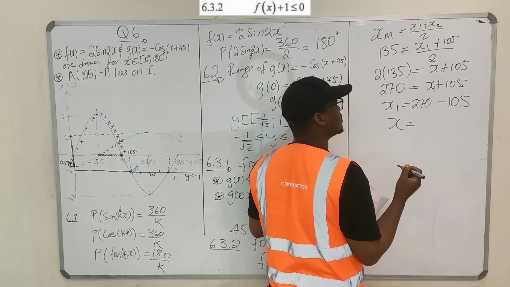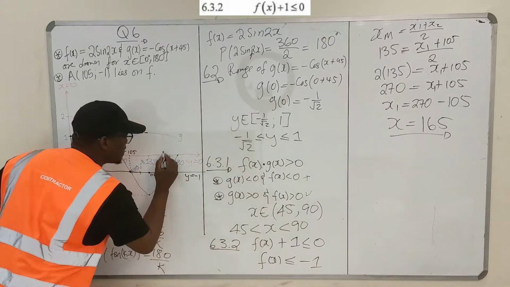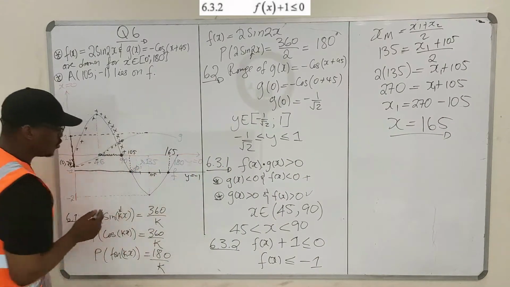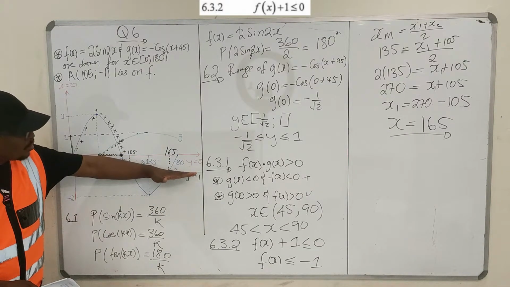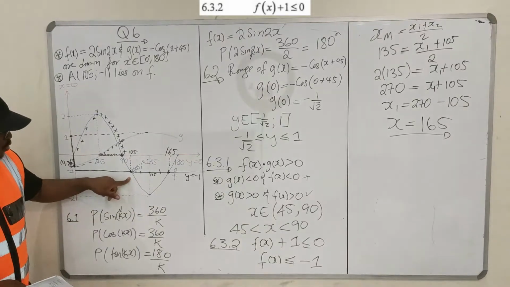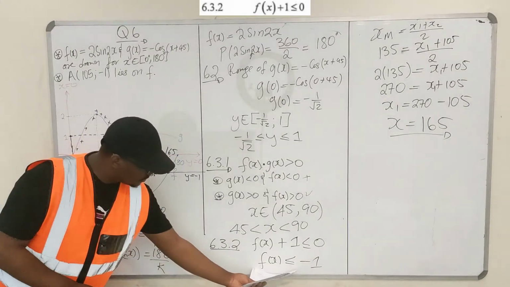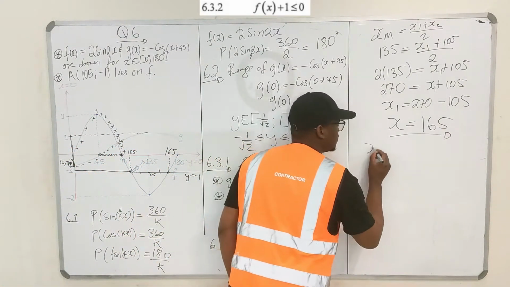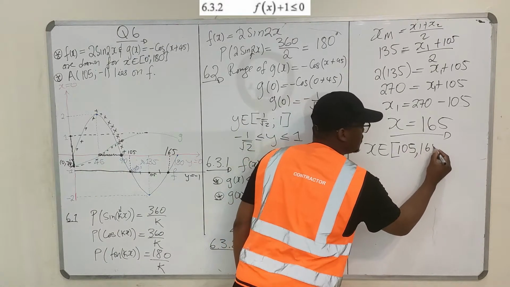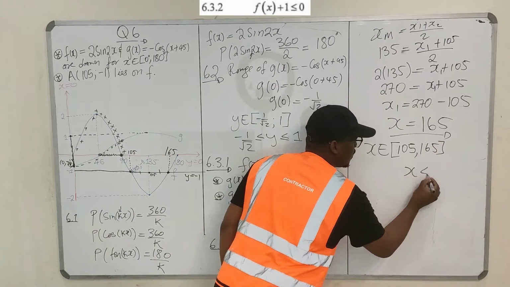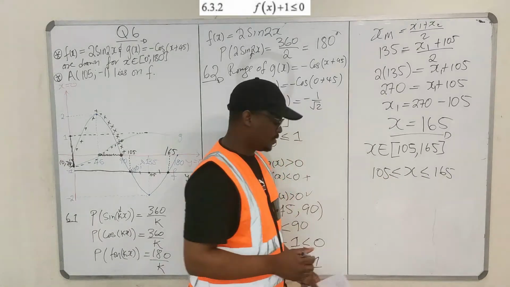So it looks like 160. So 165. Looks like your x value here is 165. So our function will be minus 1 or below, from x equal to 1, for x from 105 to 165. So this condition will be satisfied if your x is from 105 to 165. One will say x less or equal to 165, but greater or equal to 105. Done.